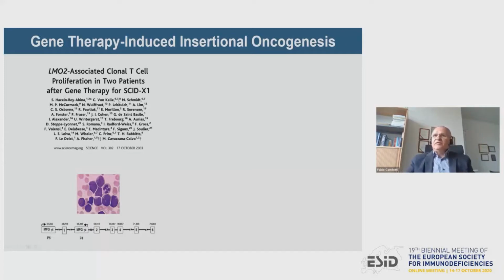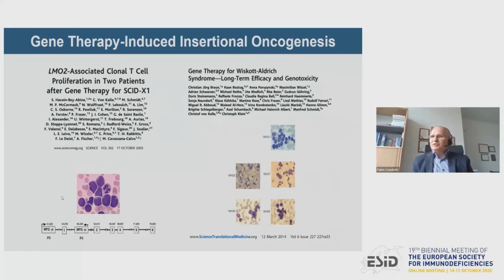Several patients in trials of gene therapy for X-linked SCID using gamma retroviral vectors have shown this problem, which unfortunately was confirmed also in the first trial of gene therapy for the Wiskott-Aldrich syndrome. There also, under the use of a gamma retroviral vector. This was obviously a serious problem, and the field reacted by moving away from the use of gamma retroviral vectors and really investing in the use of lentiviral vectors, which are currently used for the majority of applications for immunodeficiencies.